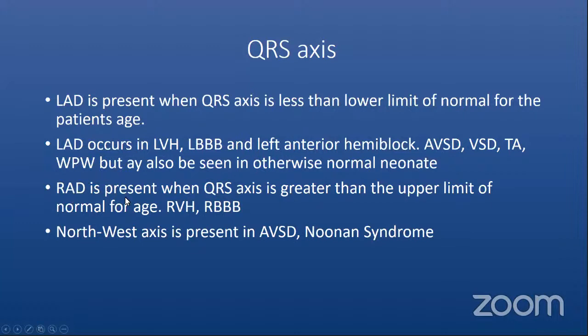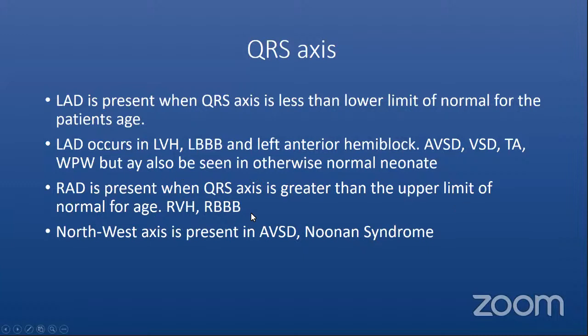Right axis deviation is present when the QRS axis is greater than the upper limit of normal for that age. The upper limit for the newborn QRS axis is about 180, and if it goes to the right upper quadrant, that is basically the extreme right or northwest axis. So that's not normal for that neonate.